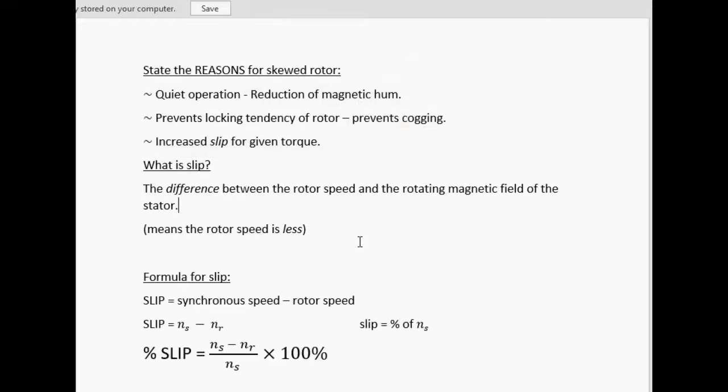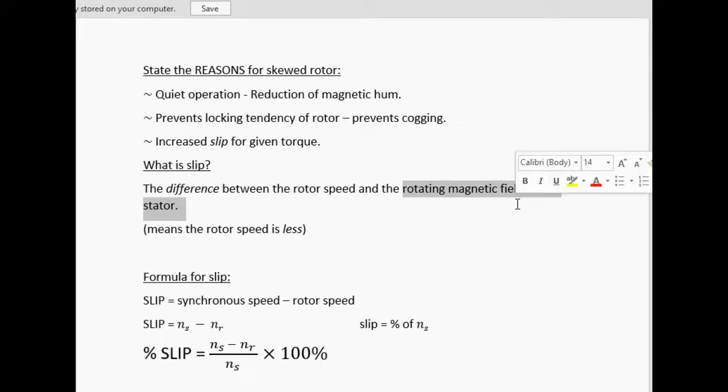So now we need to understand what slip is, and this is where our calculations lead to. Slip is the difference between the rotor speed and the rotating magnetic field. So there must be a difference between the speed of the rotating part and the speed of the rotating magnetic field. Don't forget that the magnetic field is rotating on the outside. This is formed by the stationary part of the motor, and inside, like your armature, is the rotor speed.